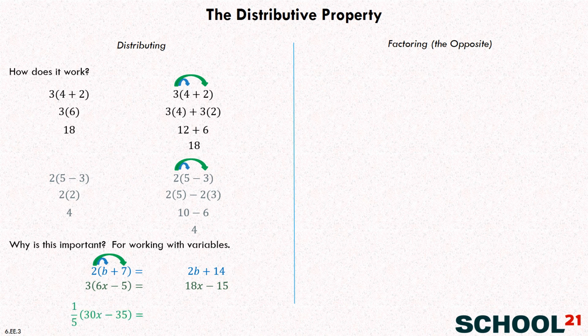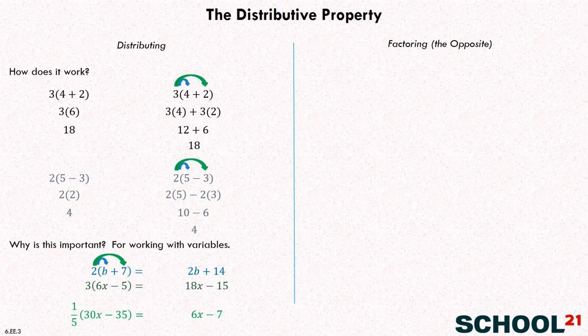Yeah. And it even works with fractions. So here we have 1/5 times the quantity 30x minus 35. Wow, that looks a little hairy. But what's 1/5 of 30x? 6x. And what's 1/5 of negative 35? Negative 7. Good. So can I rewrite that as 6x minus 7? Yeah. Outstanding. Excellent. So the distributive property really helps you with variables.